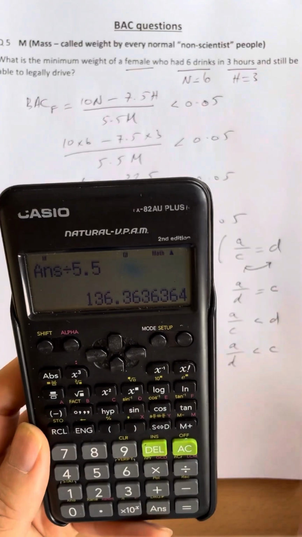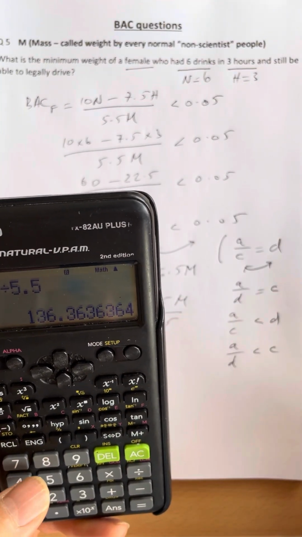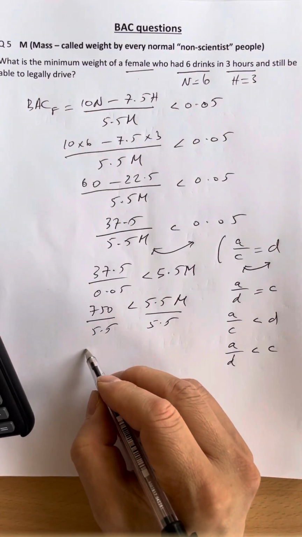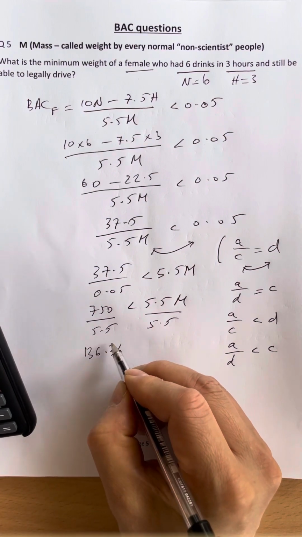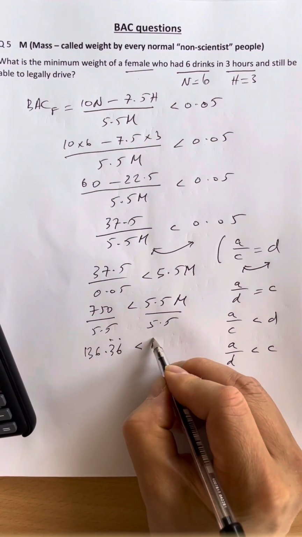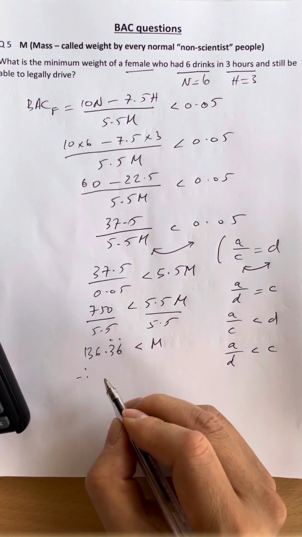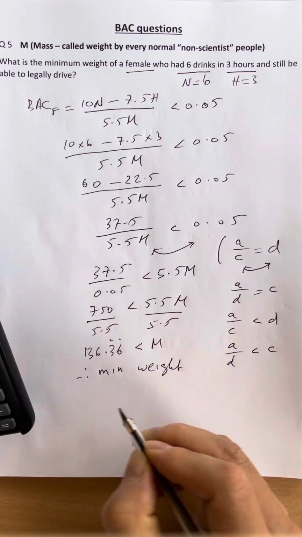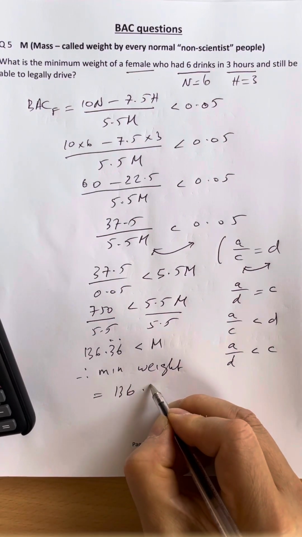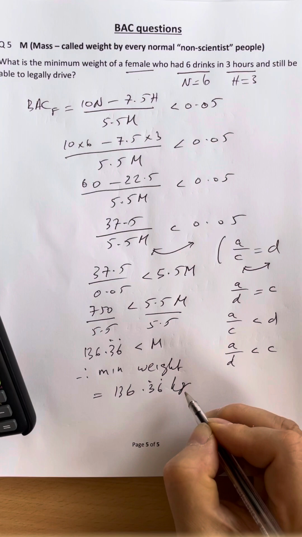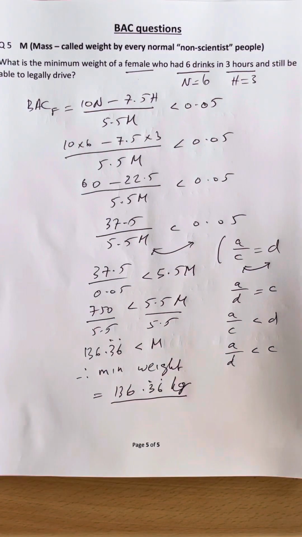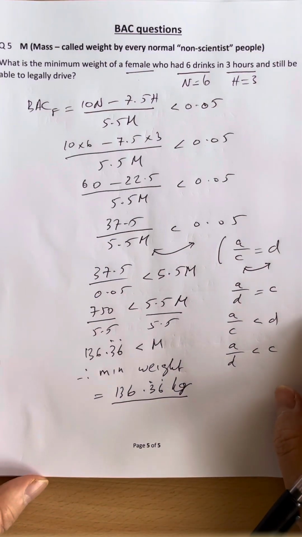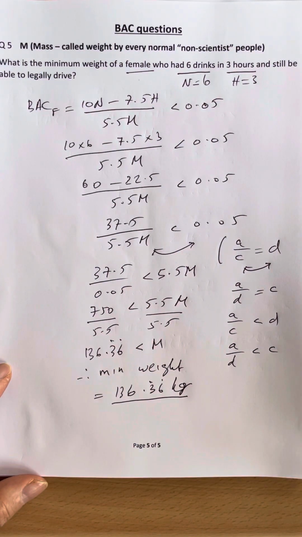And you get 136.36 repeater. So therefore, the minimum weight is actually 136.36 repeater kilograms for them to be on the limit of 0.05. That's all the questions there are on BAC. Over and out.